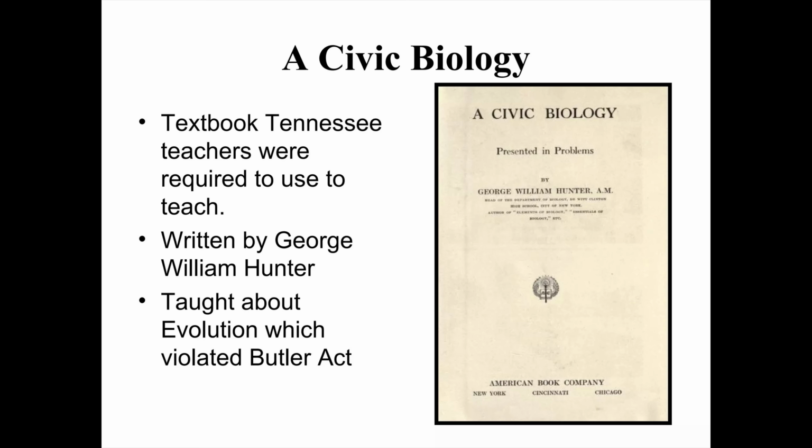I think John Scopes already was teaching this, and actually the state of Tennessee mandated that this book about civic biology was taught in public schools. John Scopes just sort of got caught in the crosshairs of that. But even though the Butler Act banned Darwinian evolution from being taught, the textbook that he was required to use by the state included it, and it was part of the curriculum. Okay. So then how were they supposed to not teach it?